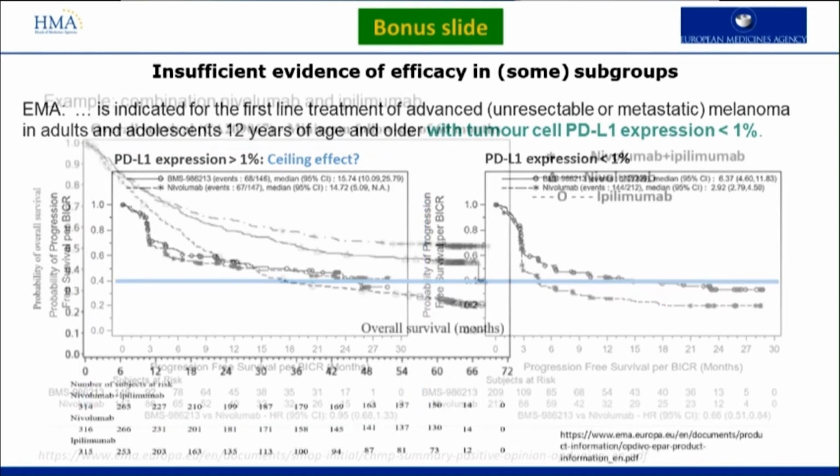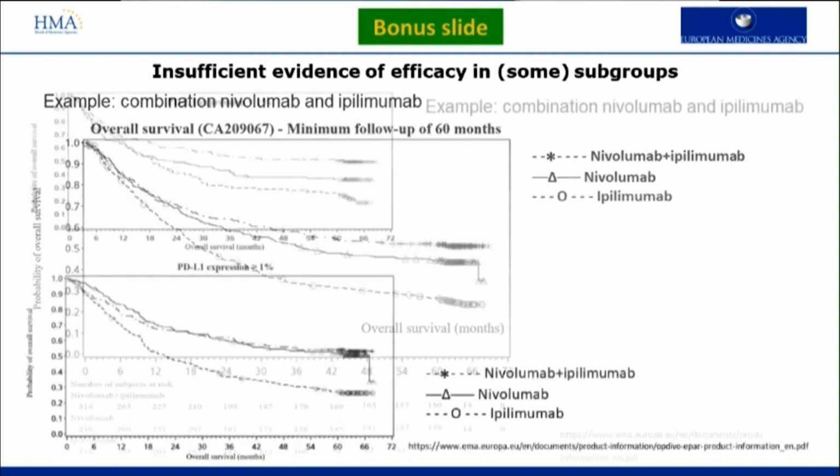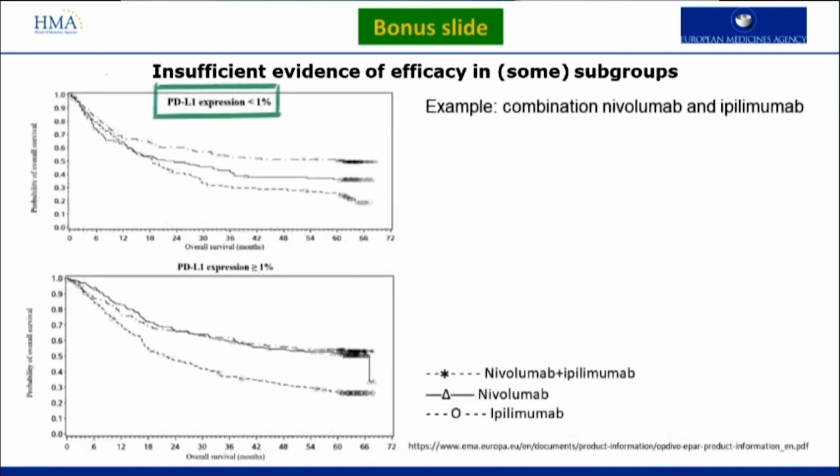This would also be in line with the observation for the combination of nivolumab and ipilimumab, for the treatment of melanoma in this case. Looking at the overall group of patients, adding ipilimumab to nivolumab increases efficacy. But this effect is obviously driven by the subgroup of patients with PD-L1 expression of less than 1%. In patients with a PD-L1 expression higher than 1%, additional treatment with ipilimumab does not seem to have an additional benefit.